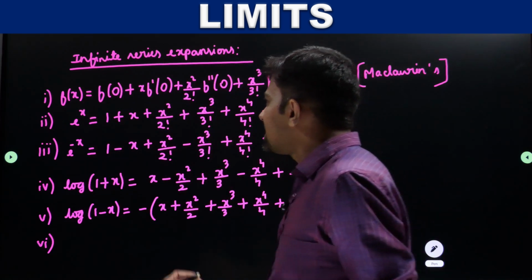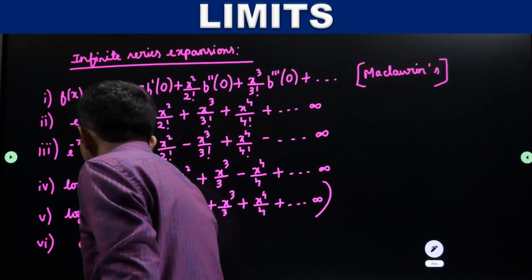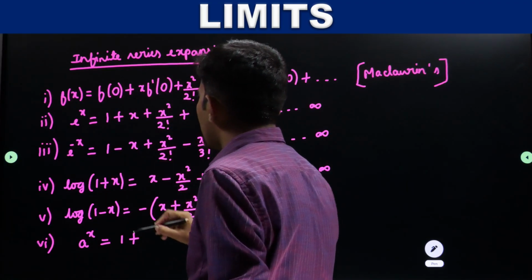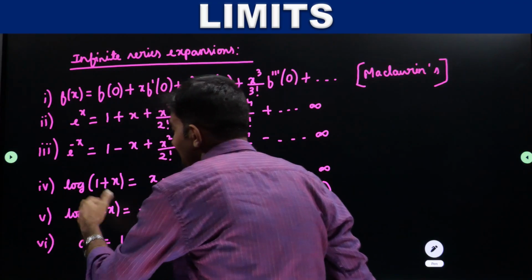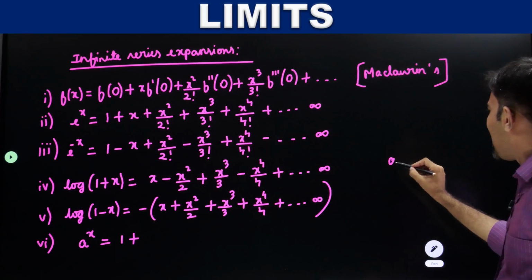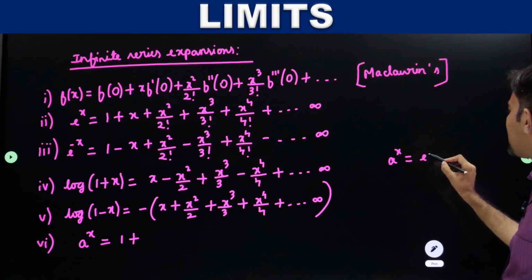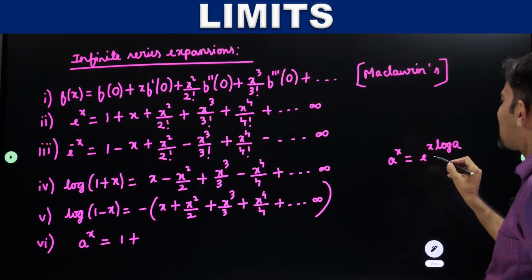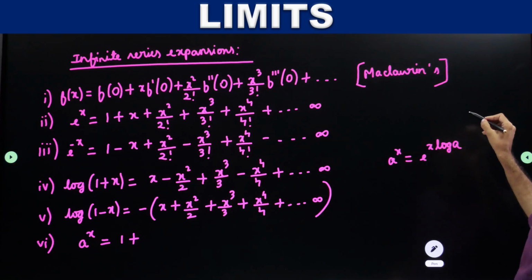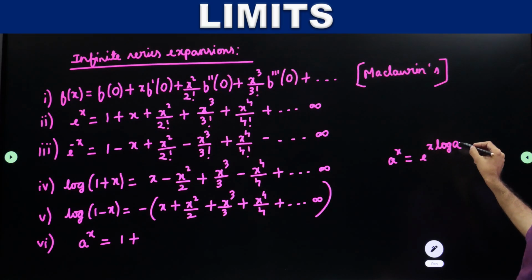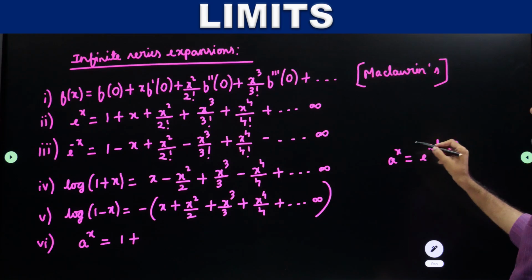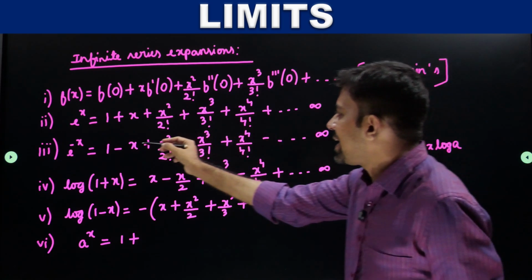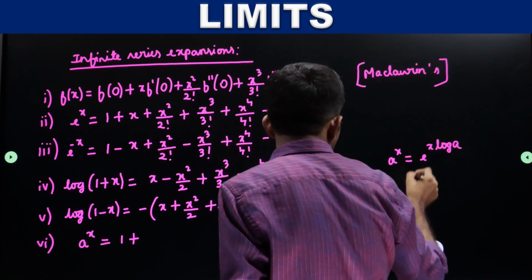Next we have series expansion for a power x, right? a power x is nothing but e power x log a, correct? Because x log a is log of a power x, and e power log a power x is a power x. So wherever there is x, you write x log a. Okay, series expansion for this.